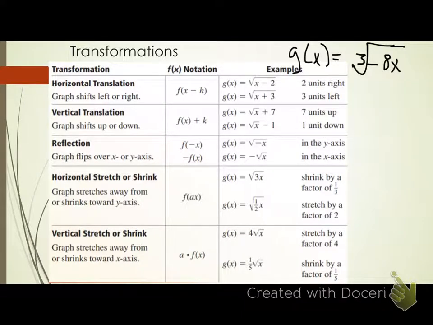What about my stretch or shrink? Is it a stretch? Is it a shrink? Is it horizontal? Is it vertical? It's a horizontal shrink. Horizontal shrink by a factor of what? 1/8. Very good. Remember, when we have horizontal stretches and shrinks, it's by a factor of 1 over a. So here, the a value is 3, so it's by a factor of 1 over 3. Here, the a is 1/2, so 1 over 1/2 would give me 2. So here it's by a factor of, here's my a value, 1 over 8. So it's a horizontal shrink by a factor of 1/8.